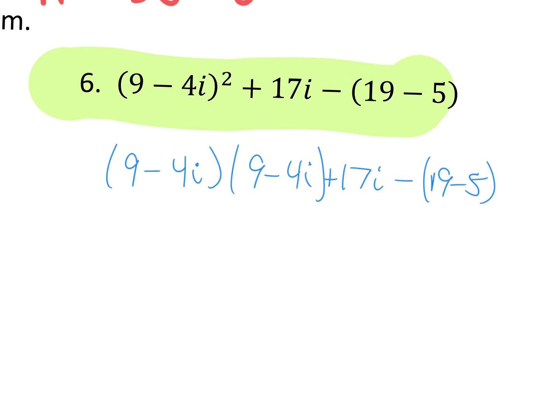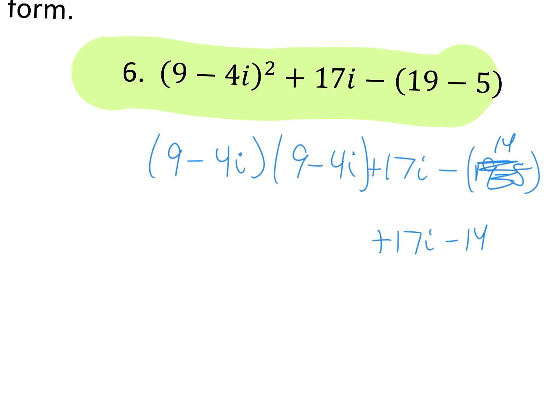What can I go ahead and combine just right off the bat? The 9 minus 4. What would be even easier to do first? What's 19 minus 5, guys? Okay, that's not a trick question. What's 19 minus 5 right here? This is 14, right? So it's just really minus 14. Simplify where you can. This is plus 17i minus 14.